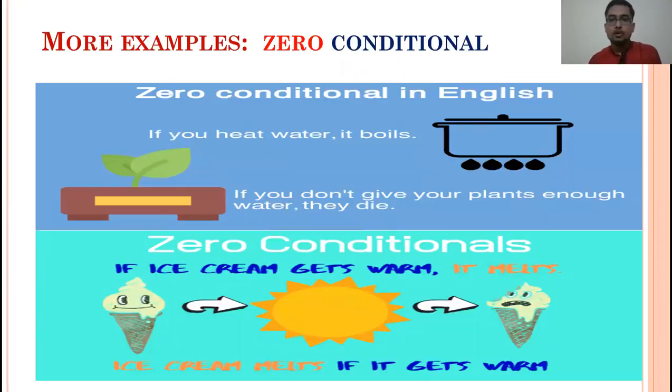More examples of zero conditional. If you look at the second sentence, you'll find that if you don't give your plants enough water, they die. So this is also scientific. This is also scientific outcome. তুমি যদি তোমার গাছকে পর্যাপ্ত পানি না দাও তাহলে সেগুলো মারা যাবে. This is scientific. This is general truth. So since it is zero conditional sentence, it carries scientific truth or general truth.